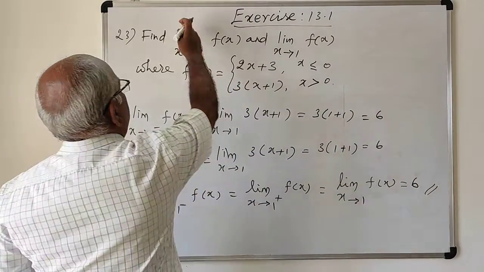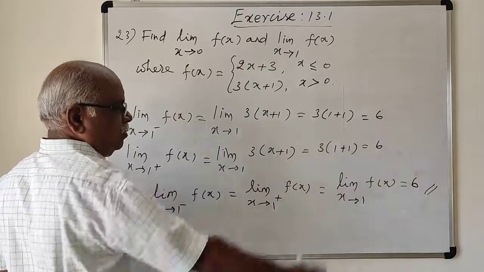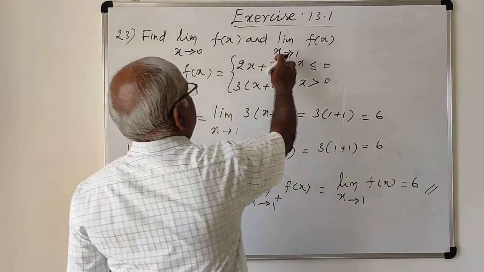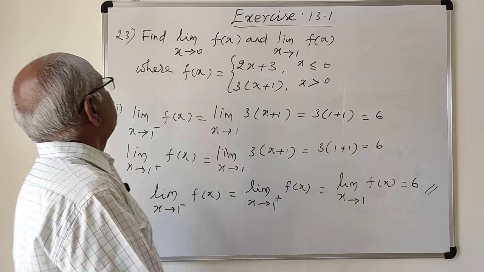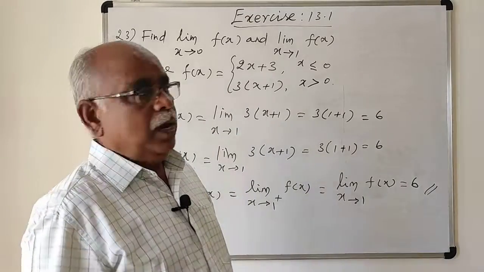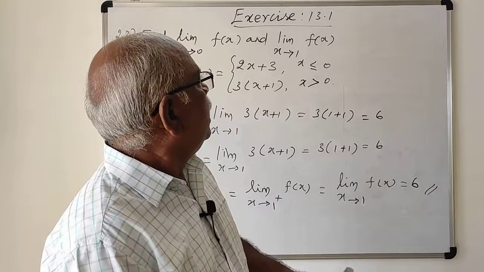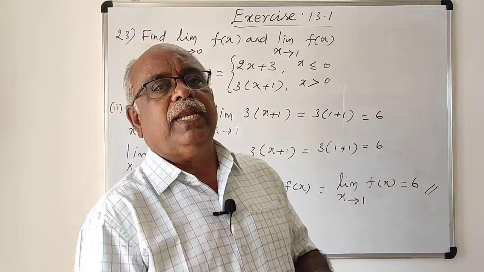Let's summarize problem 23. Limit x tends to 0 of f of x is 3, which we have seen just before, and limit x tends to 1 of f of x is 6. I will stop here, and the next problem, number 24, we will continue in the next video. Thank you.